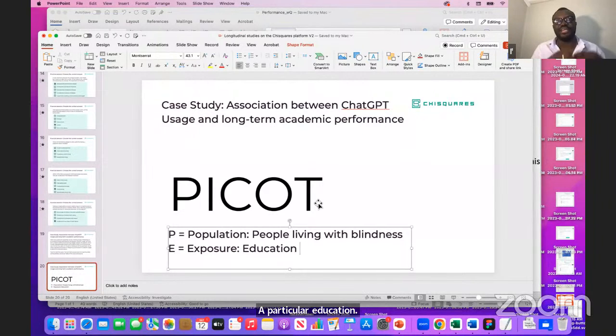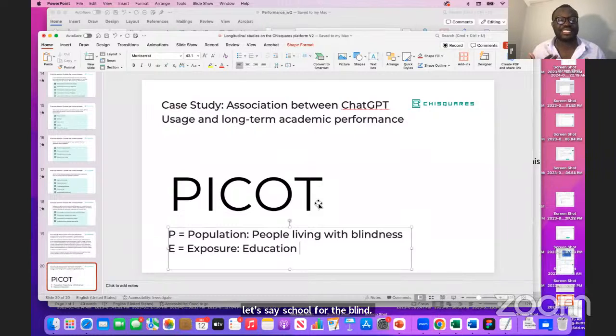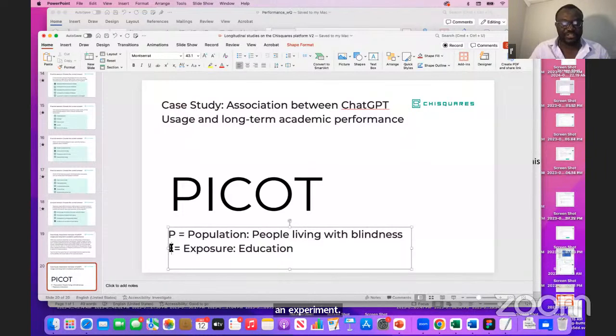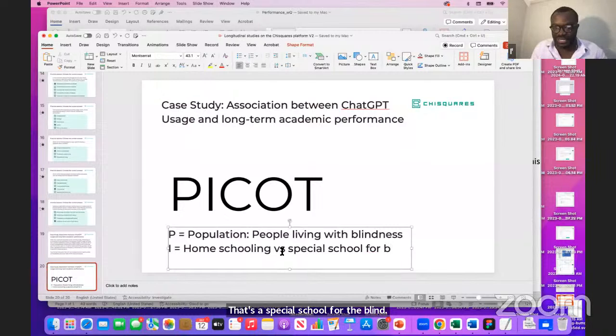So let's say you are going to do homeschooling, where we're going to school you at home, and we're going to randomize the other group to, let's say, a school for the blind. If that's what you're doing, then that's an experiment. So in that case, we actually have an I here, which is intervention. So intervention is homeschooling, for example, versus special school for the blind. Now, if that's what you're doing, this is no longer a cohort study. This is now a randomized trial, right?